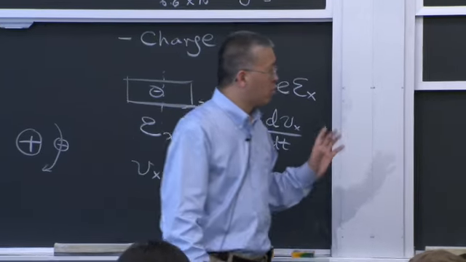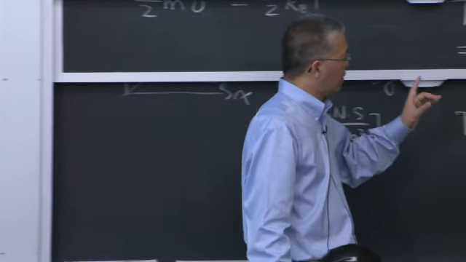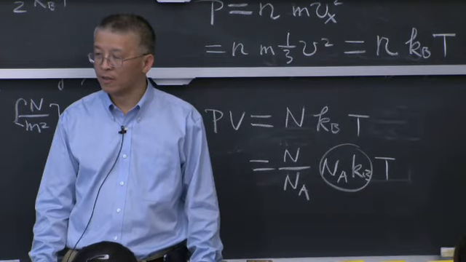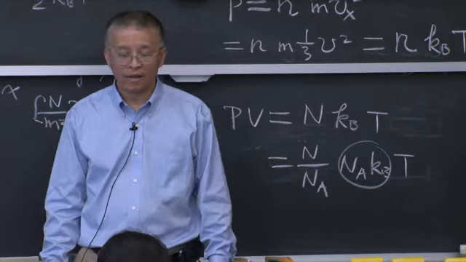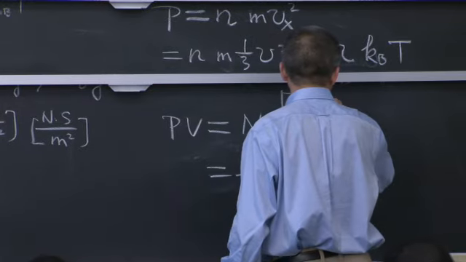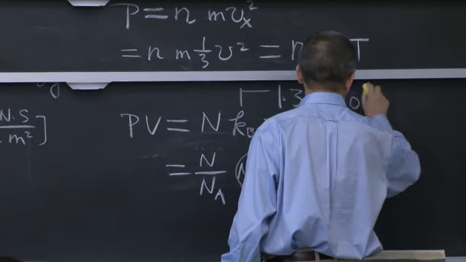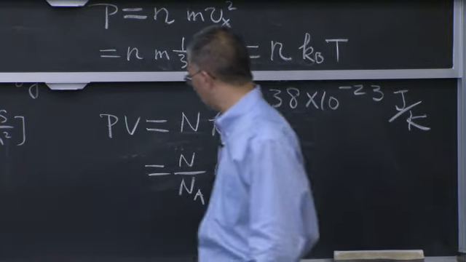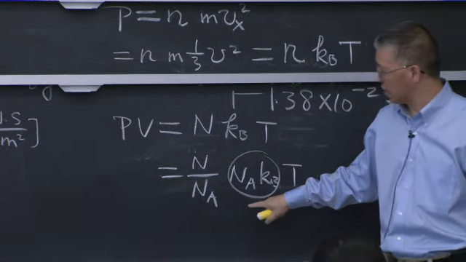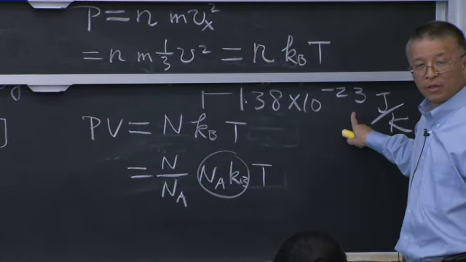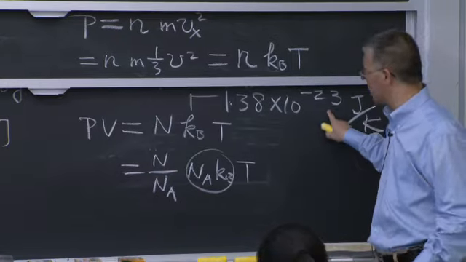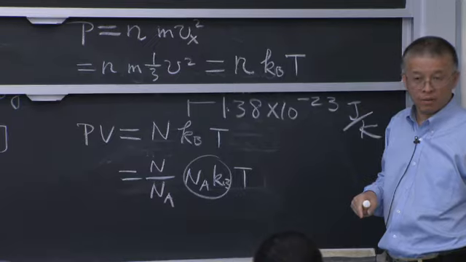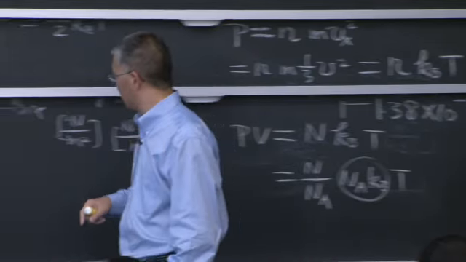Okay? So, anyone remember kB? What's the number? Boltzmann constant? 1.38 times 10 to the minus 23 joule per Kelvin. Okay, so you go look at Avogadro constant, right? It's about 6 times 10 to the 23. They multiply, 6 times 1.38 gives you, right? That's the universal gas constant.